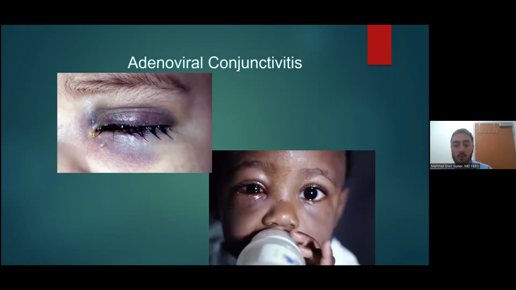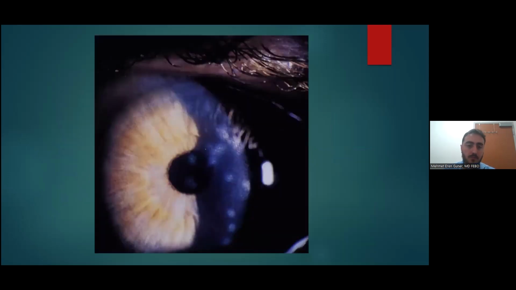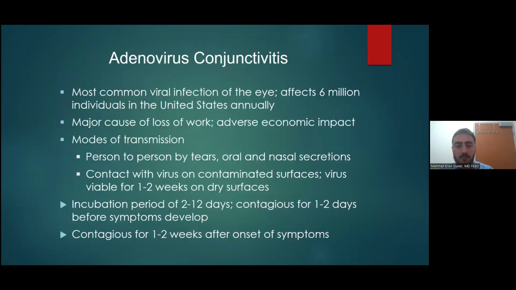Again, if you're seeing bruising around the eye, especially unilateral, do not think of raccoon eyes. If there's significant tearing from the eyes and significant light sensitivity, think about adenovirus infection first. This is the corneal involvement. I'll be discussing that a little bit. These white spots that you see on the cornea are called subepithelial infiltrates. They can cause some discomfort. They can affect the vision, but they usually go away on their own.